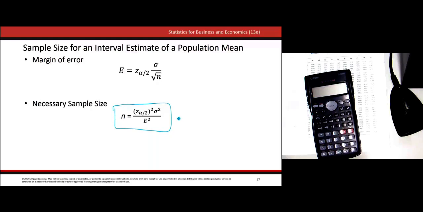This is the same whether you do it like this, or you first multiply, divide by E, and then square the whole thing. Same thing. So this is how we calculate the necessary sample size.